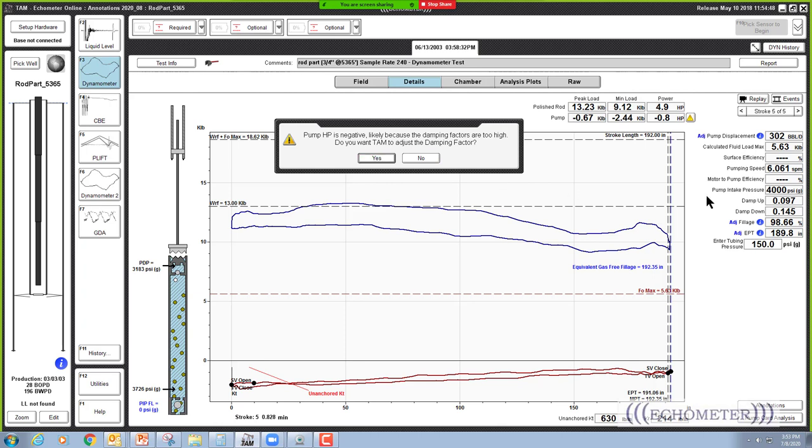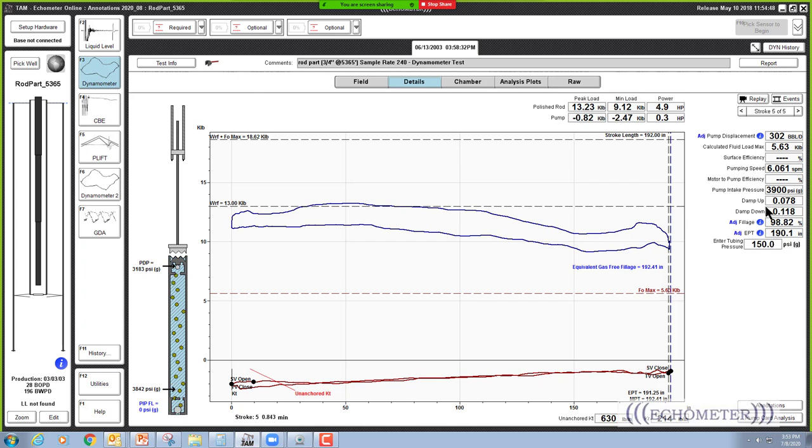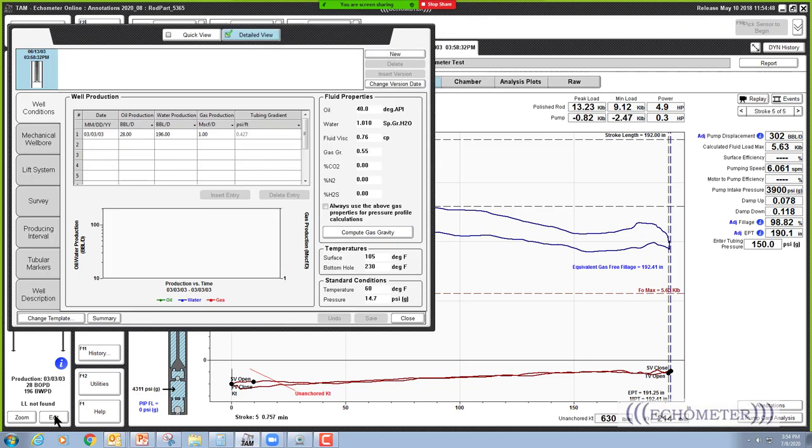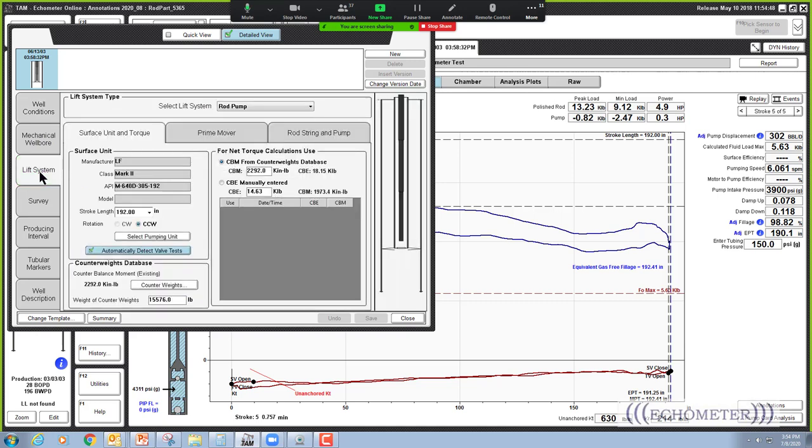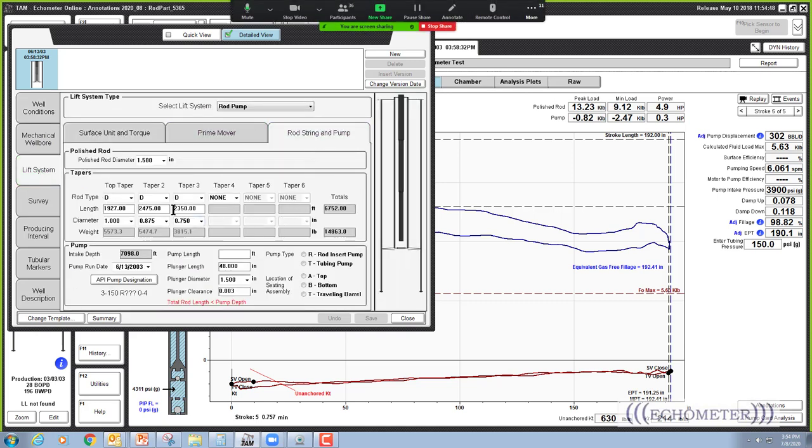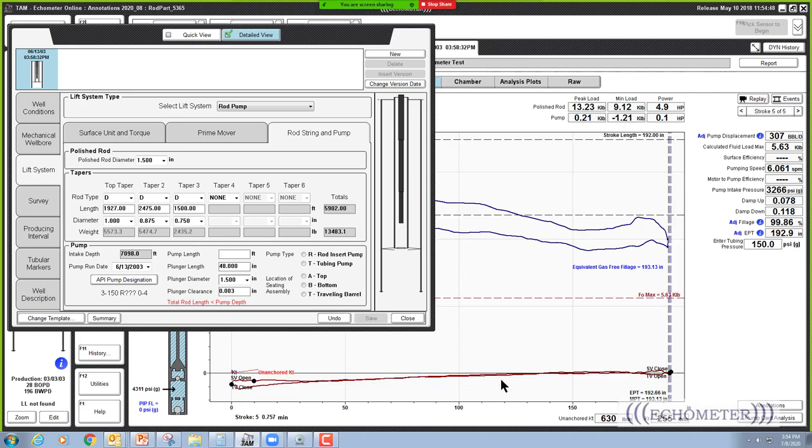negative. So if we were to say, okay, let's adjust the damping factor and say yes, then for that stroke right there, we made it a little bit, and now the pump card is flat, and the pump horsepower is zero with the slide adjustments and damping factors. So I'm going to go back into edit mode here, and I'm going to take off the rest of the rod string. And if I go back to lift system and I go here, and I know the number there is 953, if I take off, let's say, make it 1,500 foot of 3/4-inch rods, and I tab out of that, and I save it, it's going to move closer to zero.